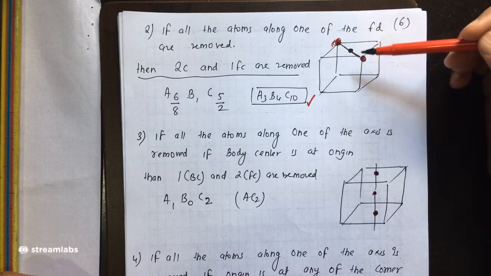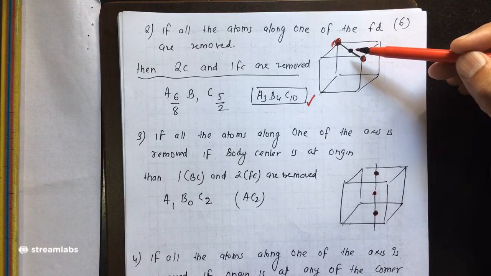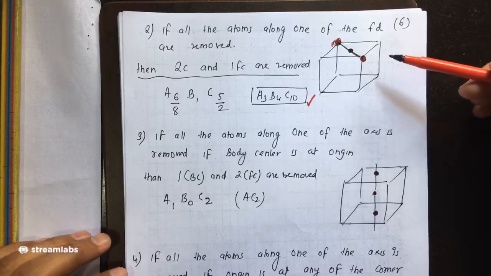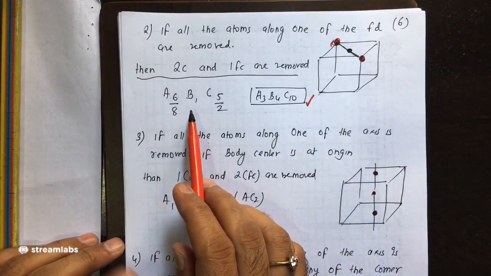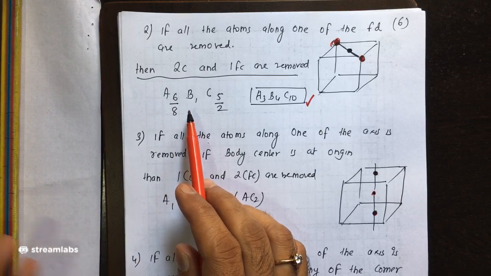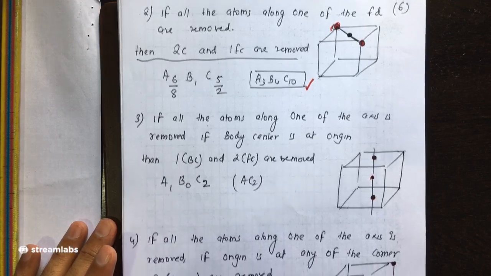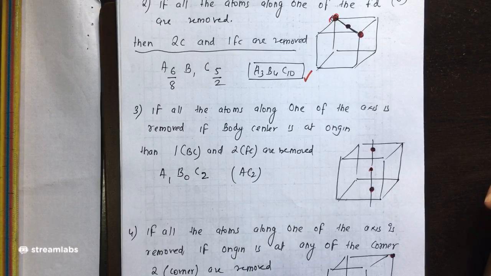See, if you remove all the atoms along one of the face diagonals, then these 2 corner atoms and this face center atom will also be removed. Therefore, 2 corners and 1 face center are removed. So this will be A6 by 8. B will remain as 1 only because you are not removing from the body. C will become 5 by 2. So the formula will be A3, B4 and C10. These are very important questions which are asked in the examinations.